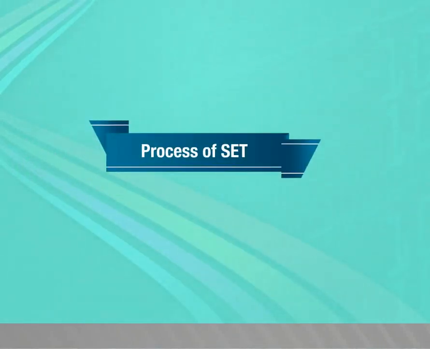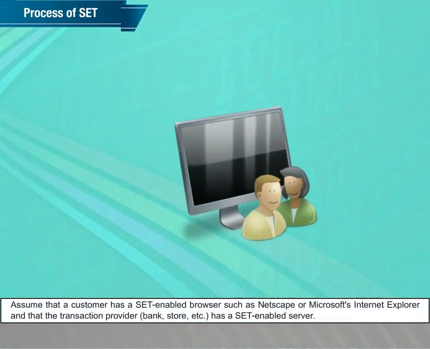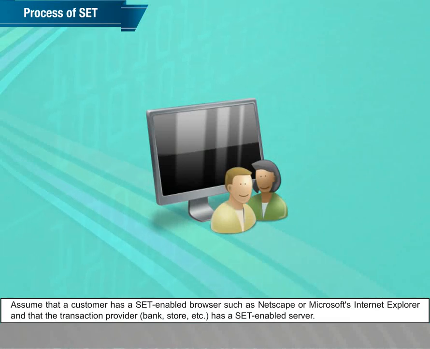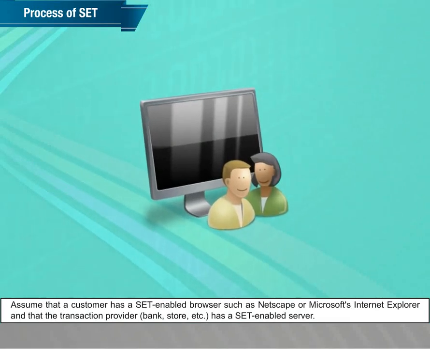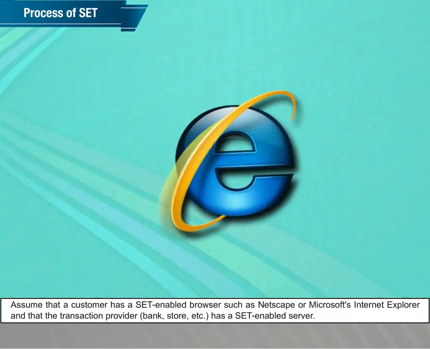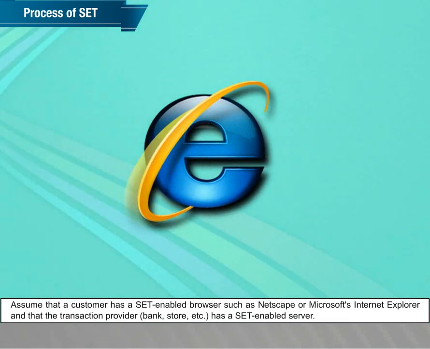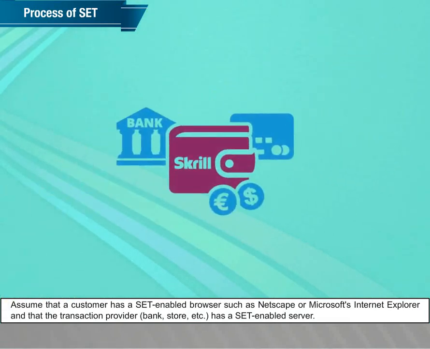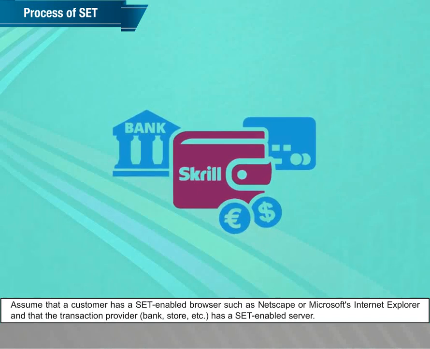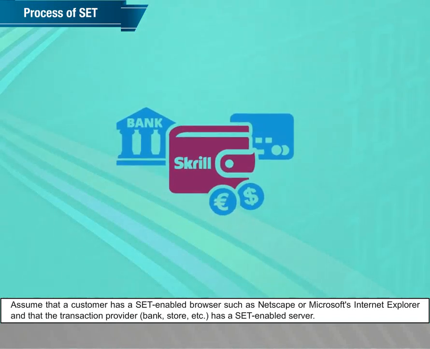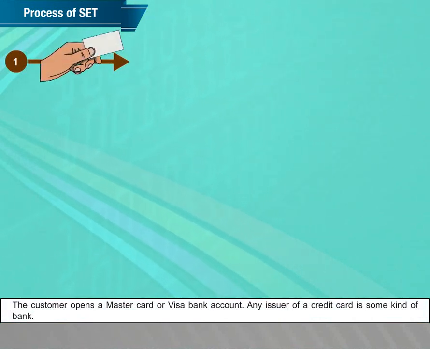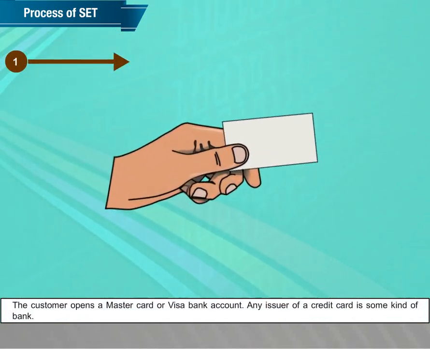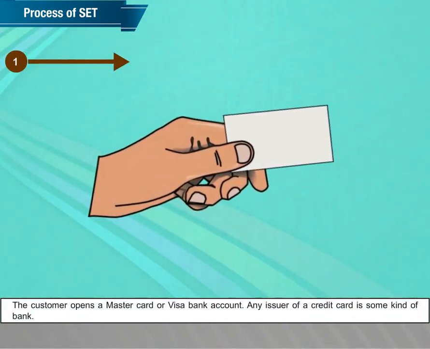Process of SET. Assume that a customer has a SET-enabled browser such as Netscape or Microsoft's Internet Explorer, and that the transaction provider, that is bank, store, etc., has a SET-enabled server. The customer opens a Mastercard or Visa bank account. Any issuer of a credit card is some kind of bank.